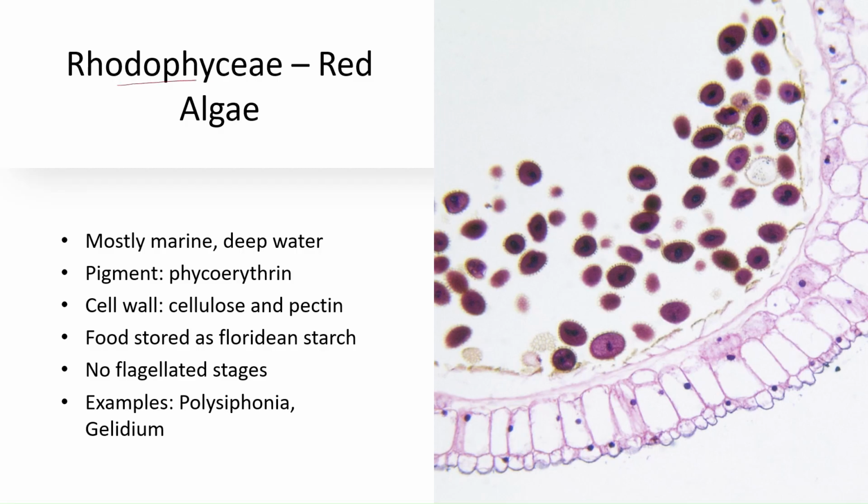The third is Rhodophyceae, or red algae. It is mostly present in marine water, meaning sea water, salt water, and also in deep water. The pigment present here is phycoerythrin. The cell wall is made up of cellulose and pectin. Food is stored as Floridean starch. There are no flagellated stages. Examples: Polysiphonia and Gelidium.